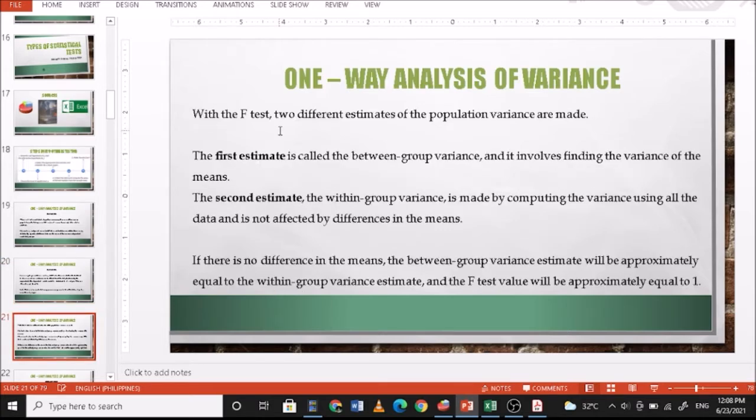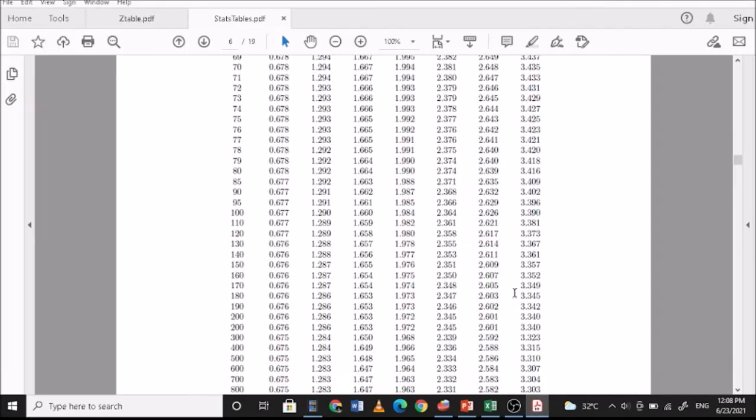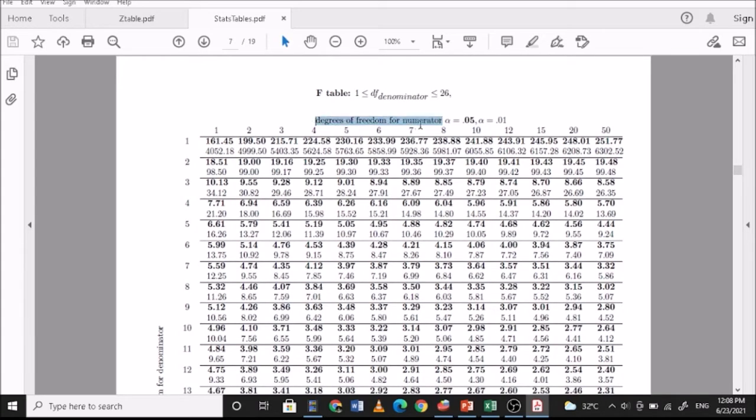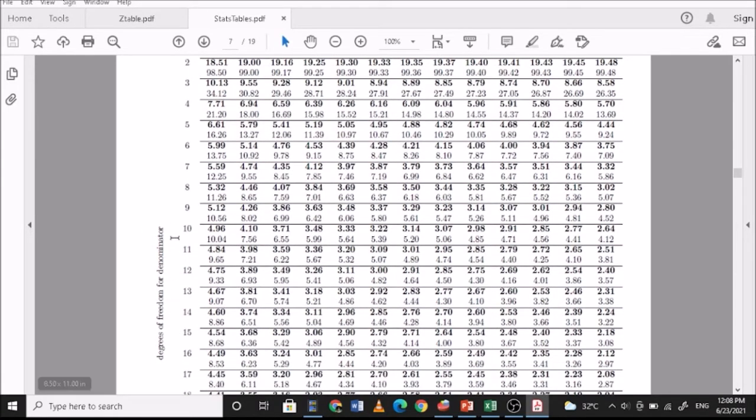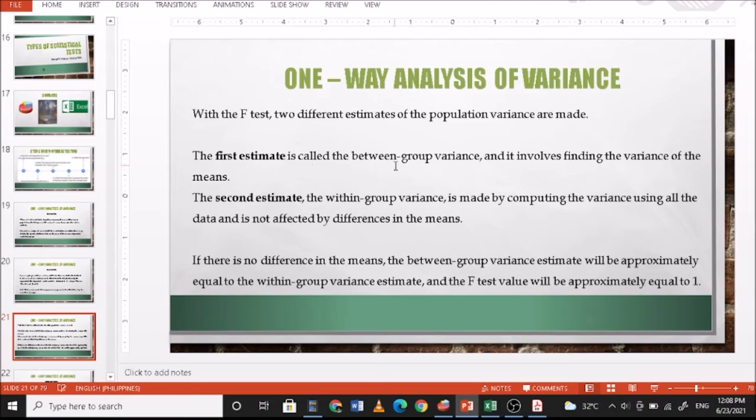So with the F test, which is the one we use for ANOVA, it uses your F table. This is the F table. So you have degrees of freedom for the numerator, which is usually the first estimate, and degrees of freedom for your denominator, which is your second estimate. The first estimate is called the between group variance, and it involves finding the variances of the means between groups, or how many groups you have in your independent variable. The second estimate is the within group variance. It is made by computing the variance using all the data, and it's not affected by differences in the means.